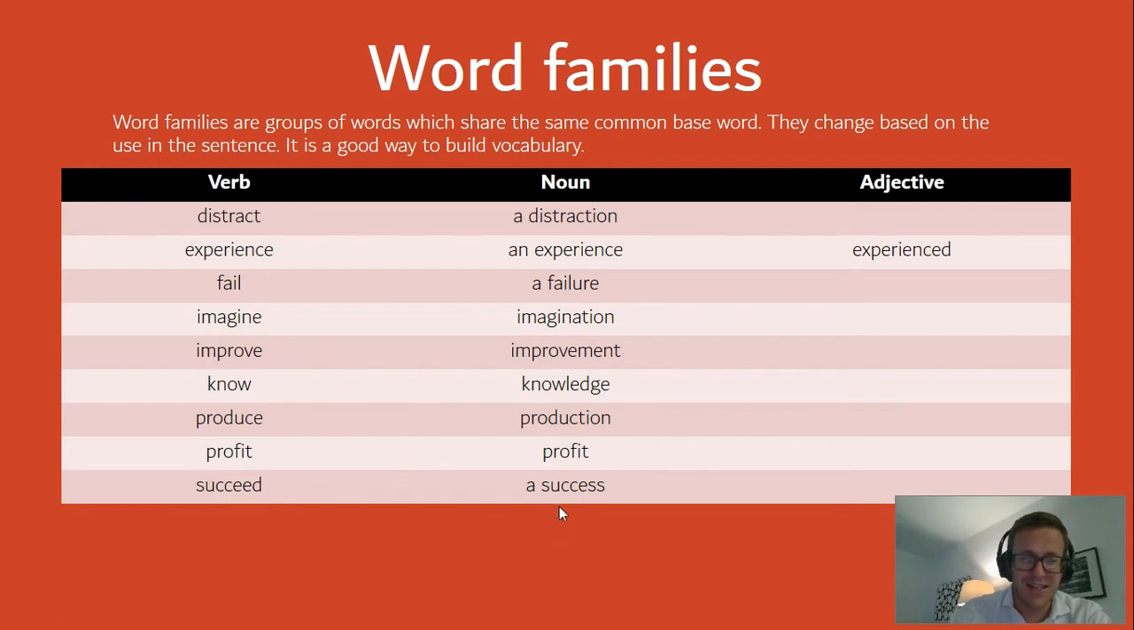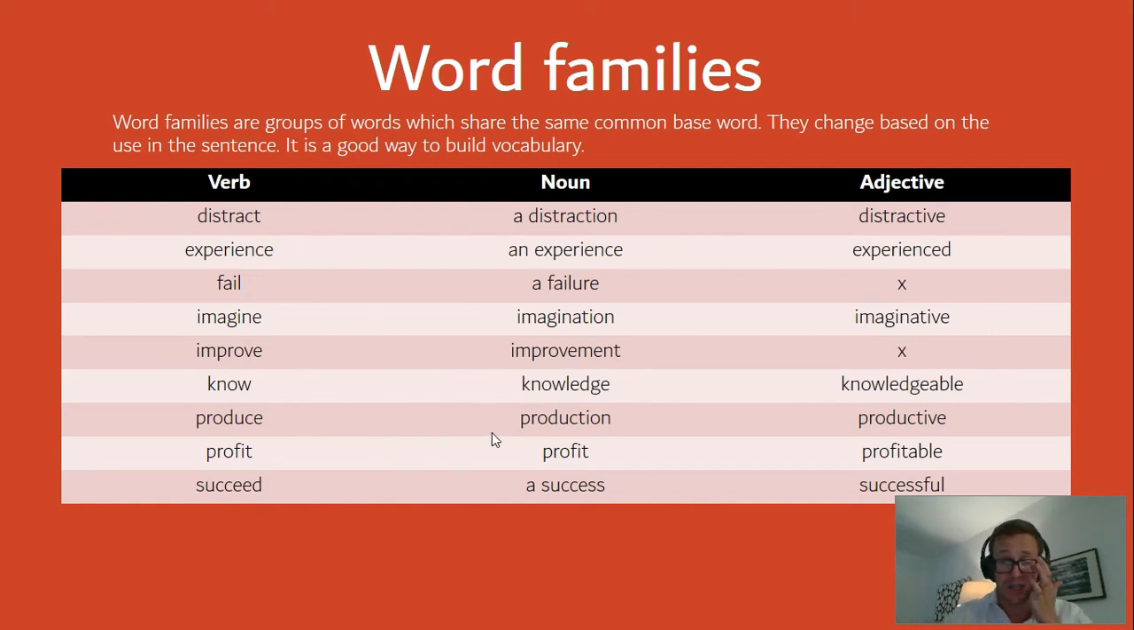Succeed, a success. So these words at the end, the shuns, the edge, the ment, this is what we add to make them a noun. But for an adjective, there's also different ones. Distractive. We did that one. There is not a noun for failure. Imaginative. Knowledgeable, productive, profitable, successful. So these were all quite business related words, but you can build other words from other subjects the same way.